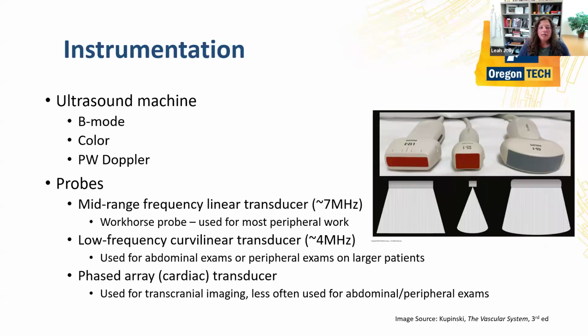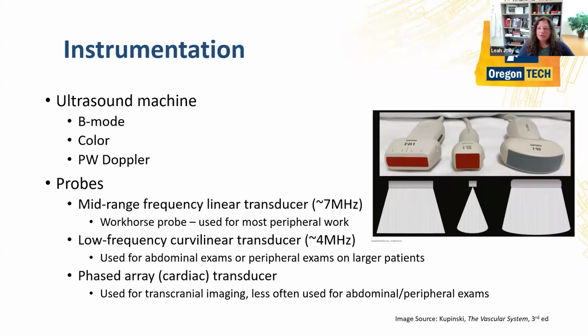Typical probes we're going to use, the one we use probably the most often is a mid-range frequency linear transducer. So on this image here, that would be this one on the left. It's usually around 7 megahertz, although the frequency range might change a little bit depending on the manufacturer. It's used for typical carotid and upper and lower extremity exams, and usually with this, you're going to get sort of a square or rectangular shaped image. This particular picture I have here is showing an extended field of view, which some probes do allow you to do, but a lot of times they just come up as a rectangle.